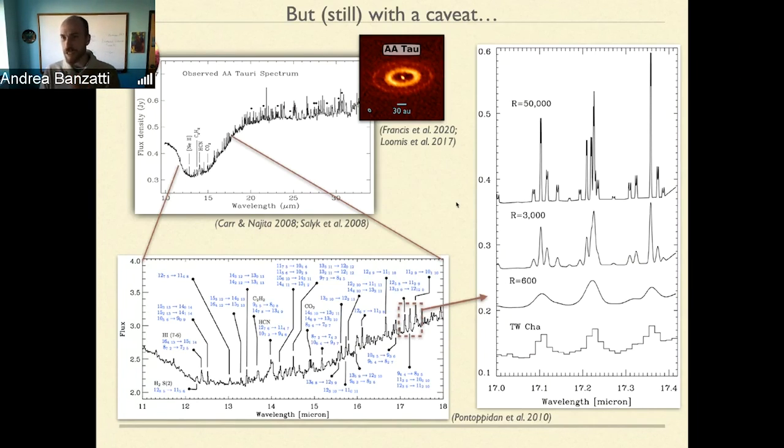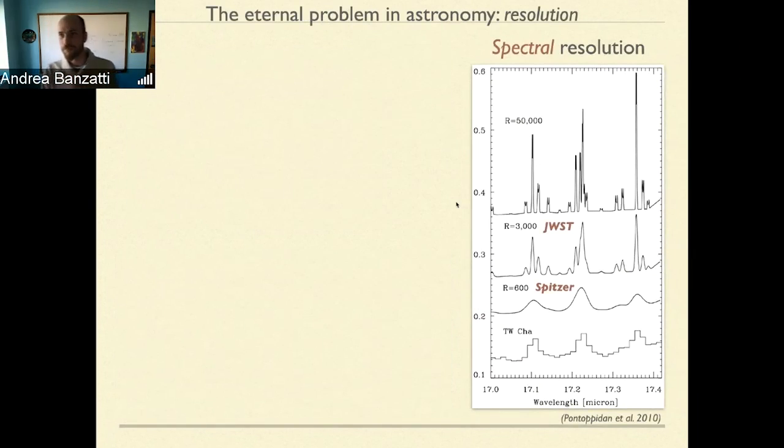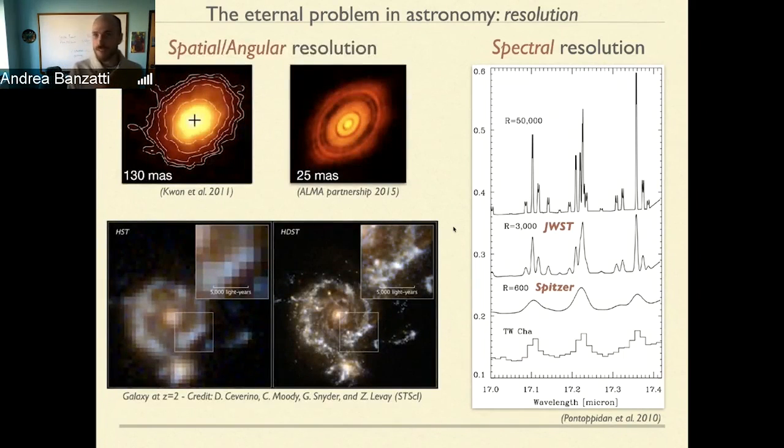But now, since I know that the concept of spectral resolution is probably less familiar to some of you, let me focus this better by comparing with something that is way more familiar to you. So again, this is a range of spectral resolutions, Spitzer and JWST. But essentially, what we are talking about is the same as the spatial or angular resolution in images. Now, let me show you an example here.